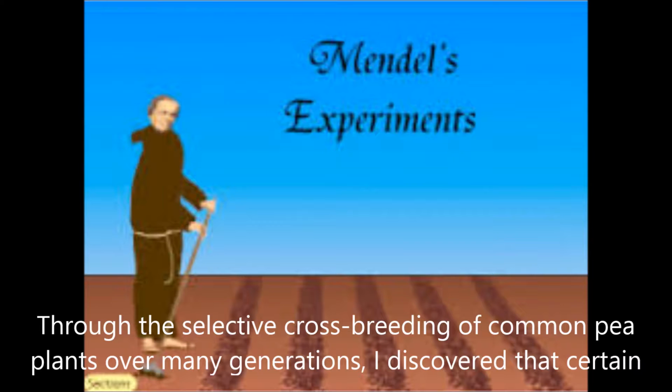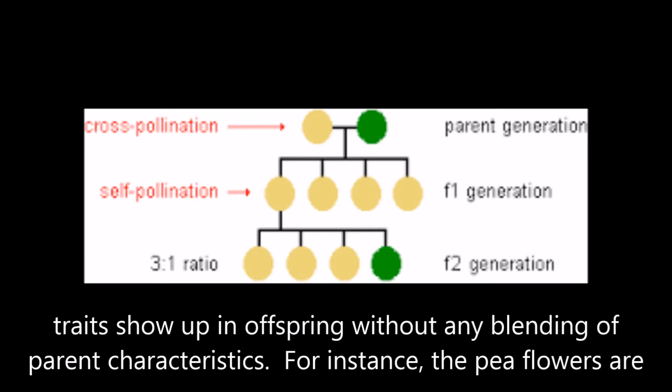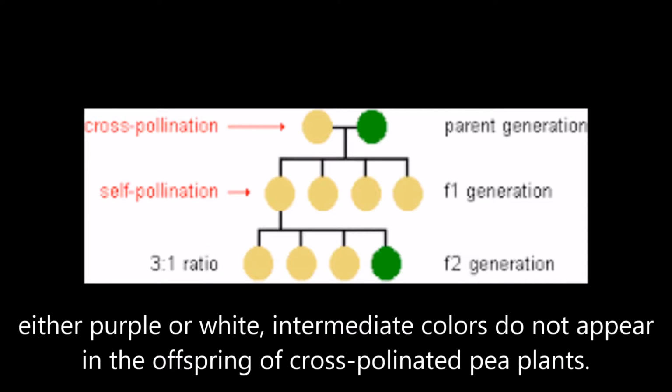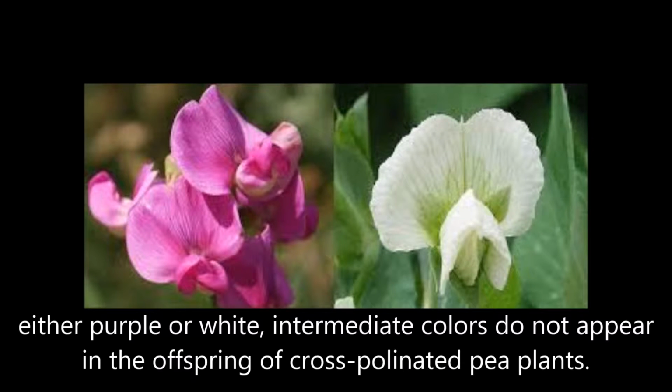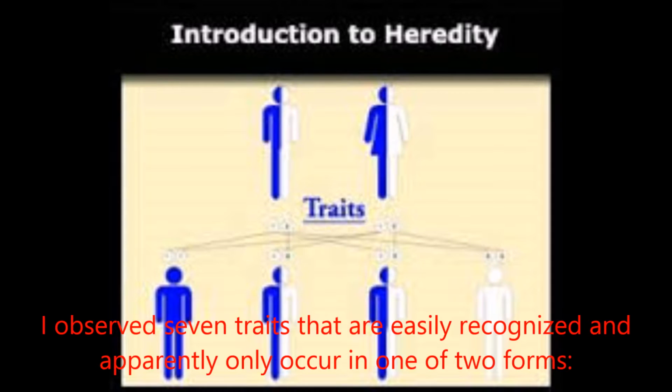Through the selective crossbreeding of common pea plants over many generations, I discovered that certain traits show up in offspring without any blending of parent characteristics. For instance, pea flowers are either purple or white. Intermediate colors do not appear in the offspring of cross-pollinated pea plants. I observed 7 traits that are easily recognized and apparently only occur in one of 2 forms.